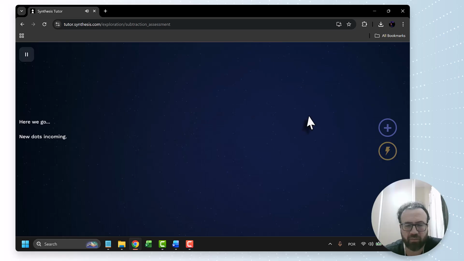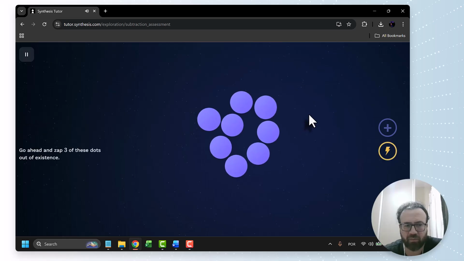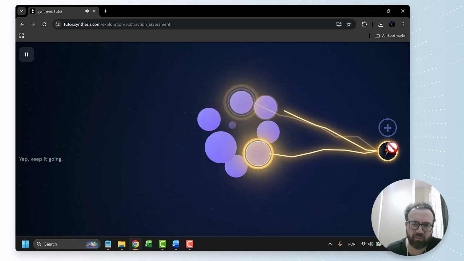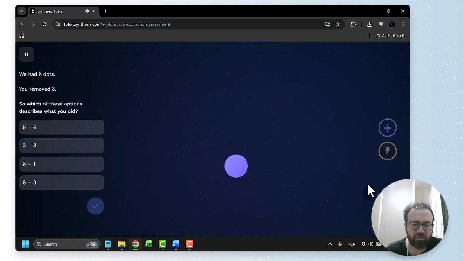Here we go. New dots incoming. Go ahead and zap 3 of these dots out of existence. We had 8 dots. You removed 3. So which of these options describes what you did?